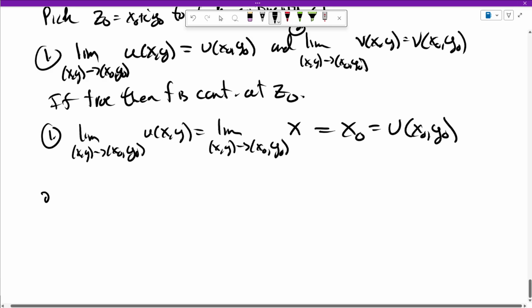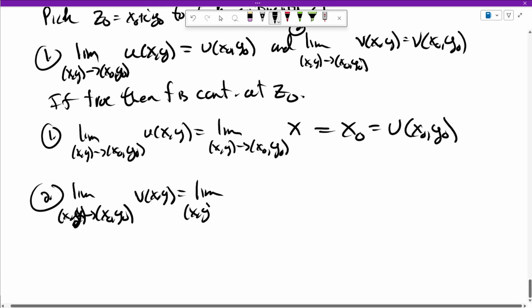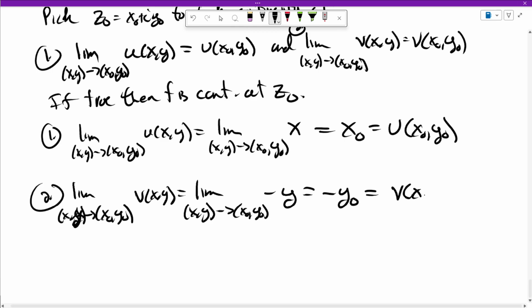Similarly, the limit as xy approaches x naught, y naught of v of xy. Well, what is v of xy? V of xy is the function negative y. So as y gets close to y naught, what is negative y getting close to? It's getting close to negative y naught. And that is the value of v when we plug in x naught, y naught.